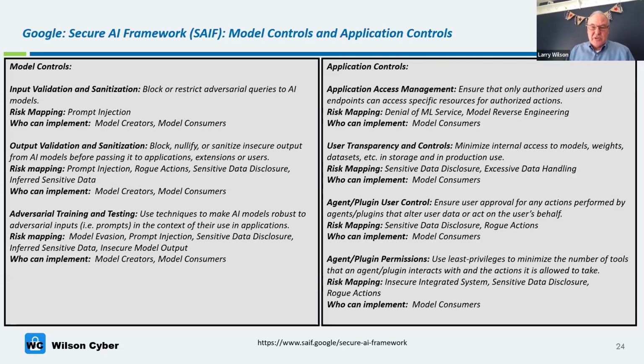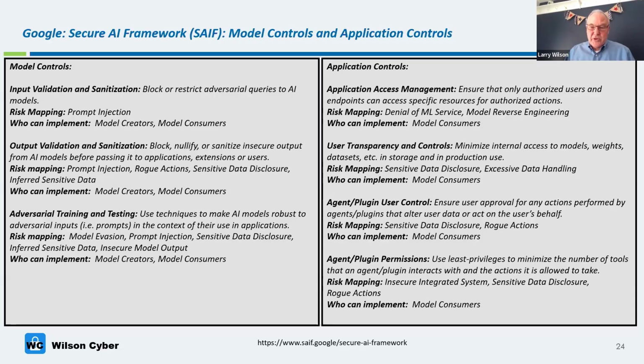So now we have application controls, looking at the application itself. Ensure only authorized users and endpoints can access the resources. We have risks of denial of ML service and model reverse engineering. Consumers, now when you think of it in deployment, the consumers are mostly focused on these controls once the application has been deployed. We've got user transparency and minimizing internal access. Anytime access is going to be given off to the consumers, right? Access to models, weights, etc. The risks are sensitive data disclosure and excessive data handling, for the model consumer.